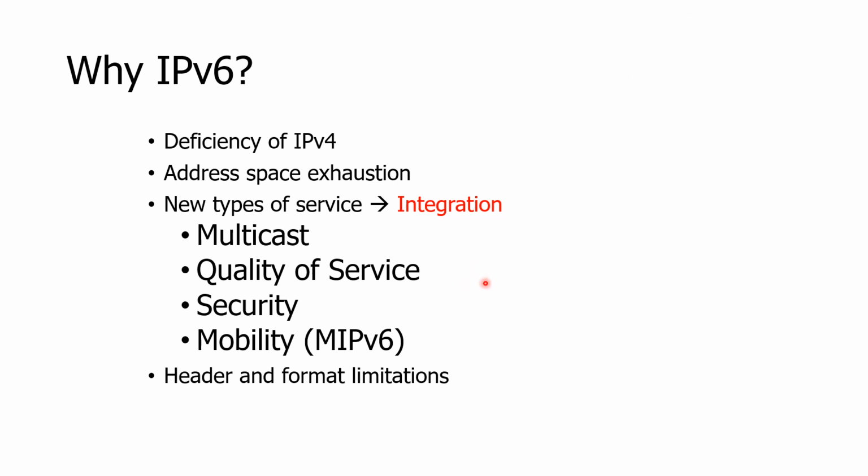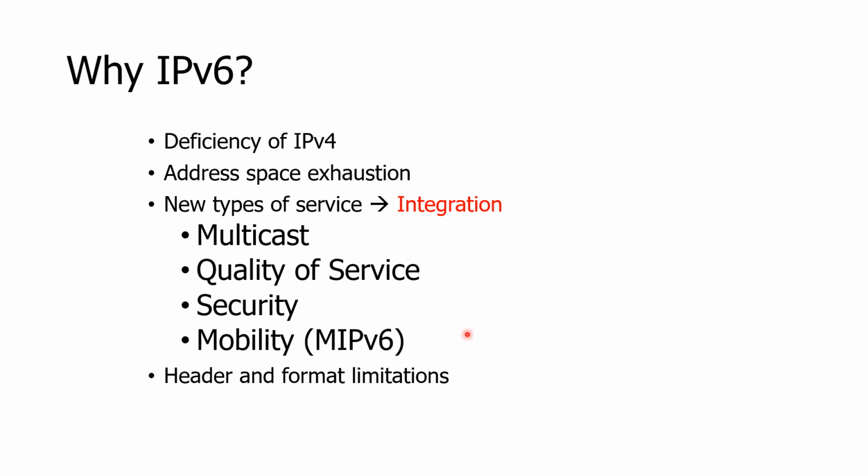The quality of service in IP version 4 is insufficient for forwarding important data traffic. IP version 4 does not include security features, making it vulnerable to attacks. Security must be added separately.